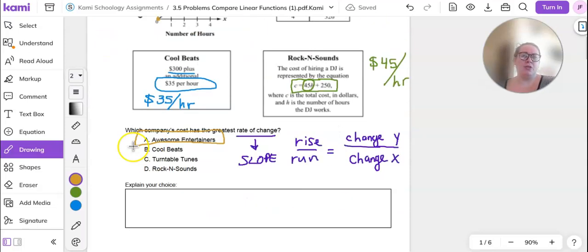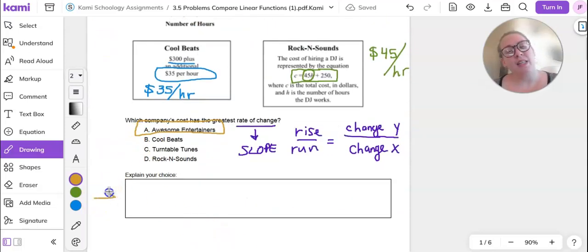And it says explain your choice down below. So take a second to fill in that box. Why did we choose Awesome Entertainers? How could we summarize that for explaining your choice?